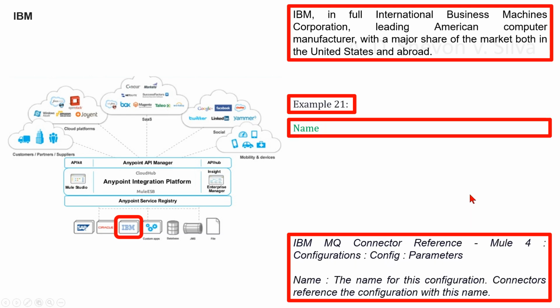Now we are considering parameters in configurations in the IBM MQ connector reference Mule 4. Here is the parameter name, the name for this configuration. Connectors reference the configuration with this name.